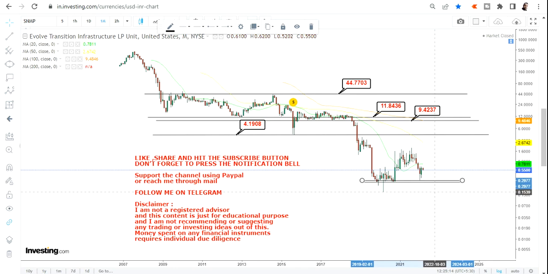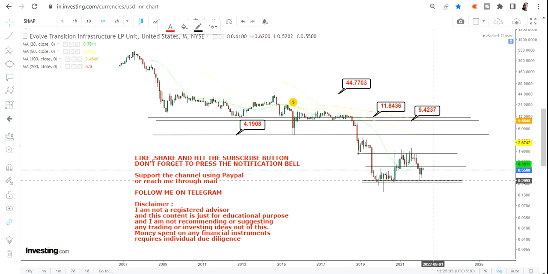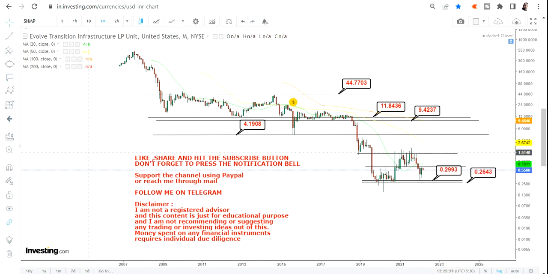here are your two most important support levels we have here, right? So these are your two most important support levels, and here we are. So primarily 0.29 and 0.26 are going to be your stop loss. So please do not go below 0.26. 0.29 is going to be your support and 0.26 is going to be your stop loss. So please do not go below this level.